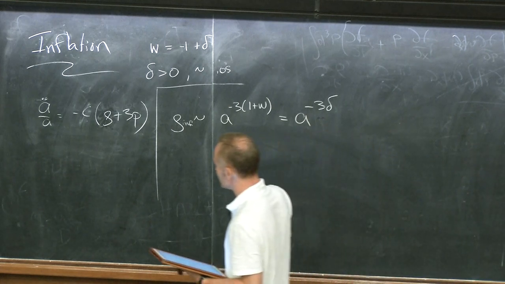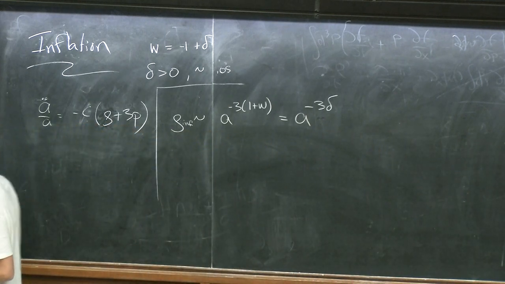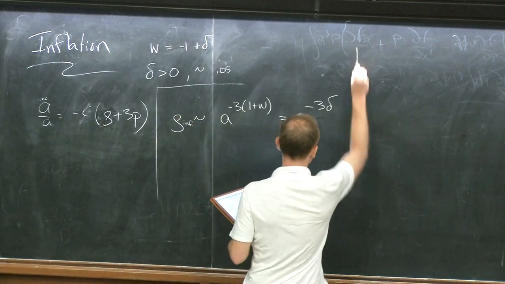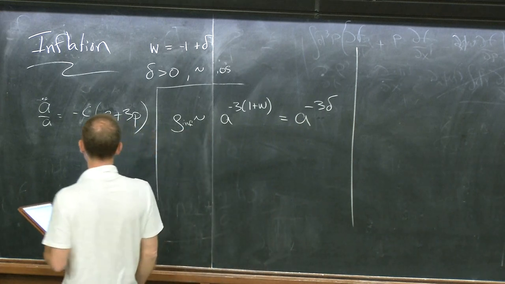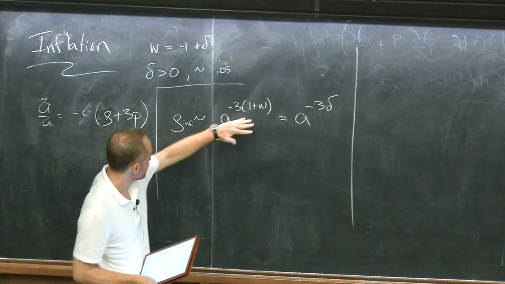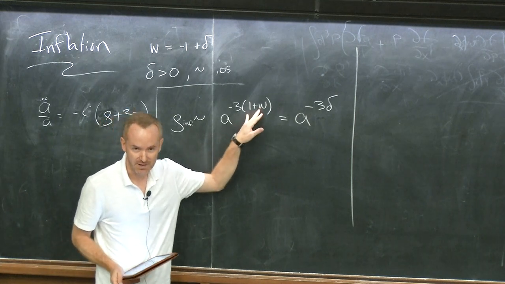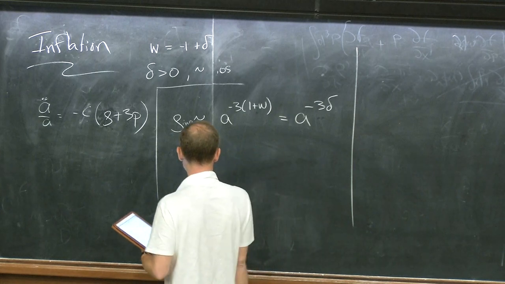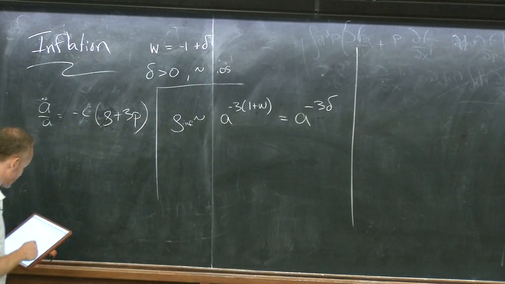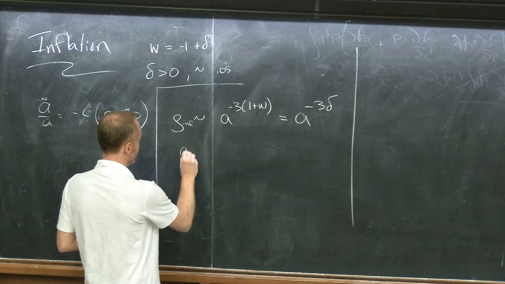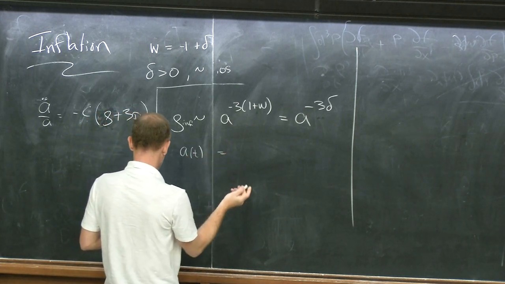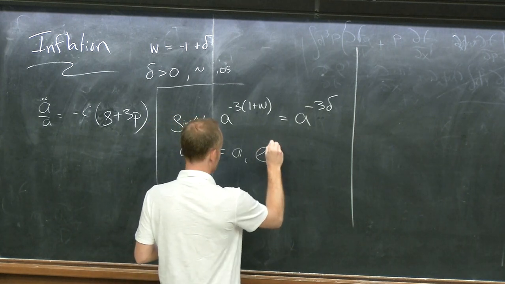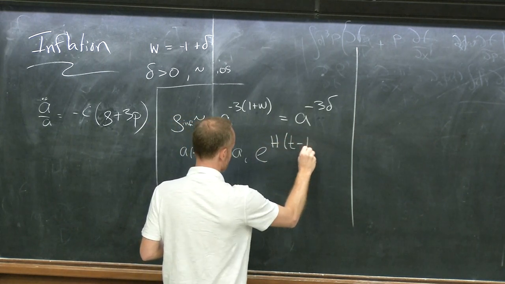Okay, so that's more or less what inflation is. It's a period of exponential expansion characterized by some small parameter. Now, people don't normally write a power law dependence like this because they don't assume that w is a constant, and we won't assume that. So rather than writing the scale factor as a power of t, let me write it as follows. I'll write a of t as some initial a at the beginning of inflation times e to the h(t minus t initial).